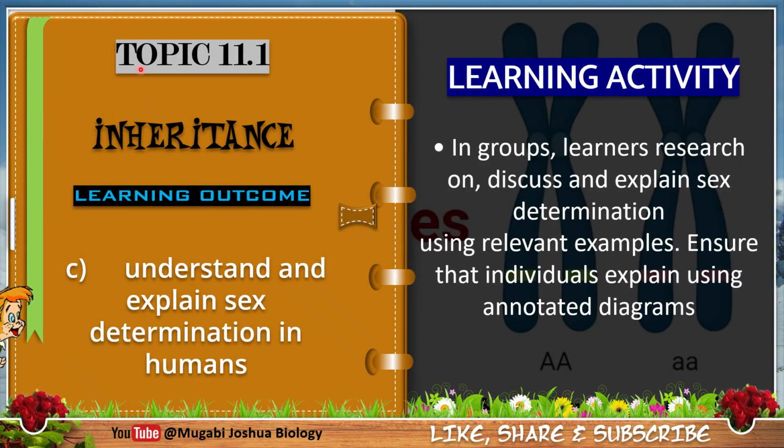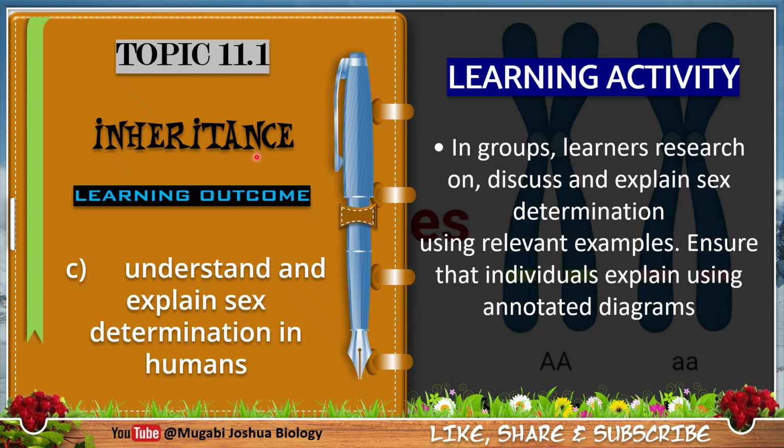Thank you very much for participating in topic 11.1. We have been looking at inheritance, and our learning outcome was C: understand and explain sex determination in humans. We have been looking at a learning activity in groups. Learners research, discuss and explain sex determination using relevant examples, and we ensure that individuals explain using annotated diagrams.